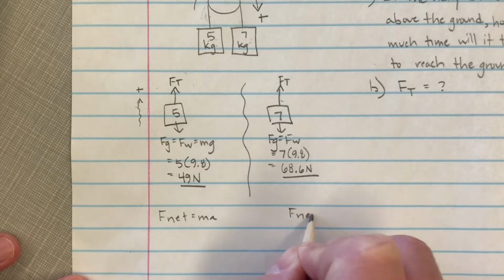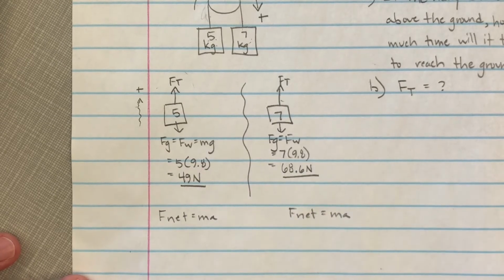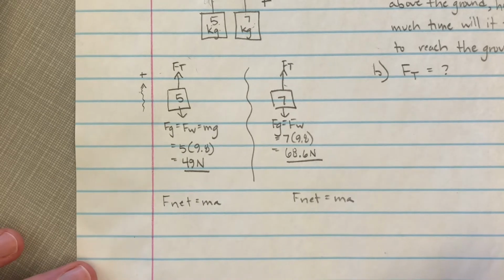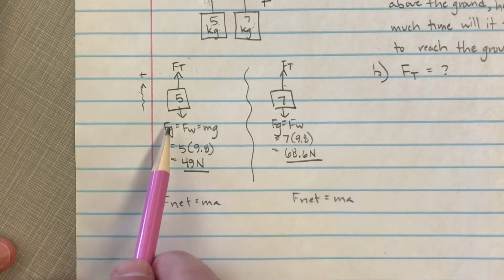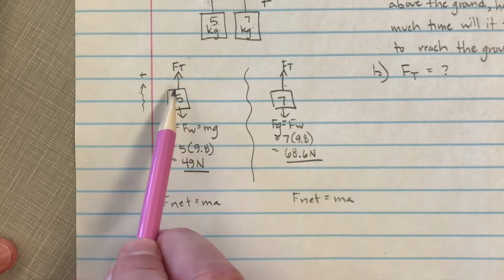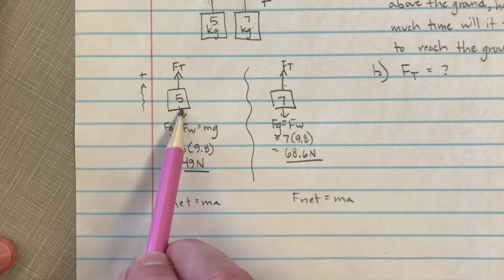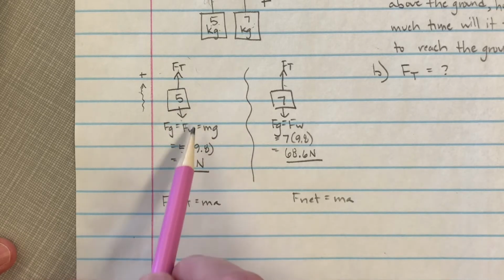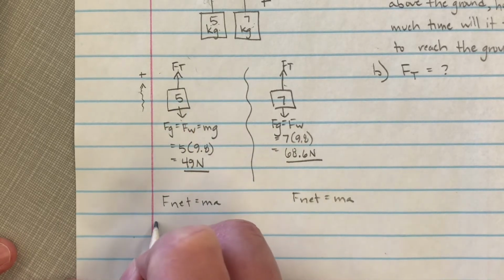So we're going to apply that to each of these objects. Remember, net force just means the combined effect of all the forces acting in whatever direction or line of motion you're analyzing. So for the 5 kilogram block, it's moving vertically up, and both of these forces, the force of tension pulling it up and the force of weight trying to hold it down, they're both in a line of motion. So we're going to include both of those.